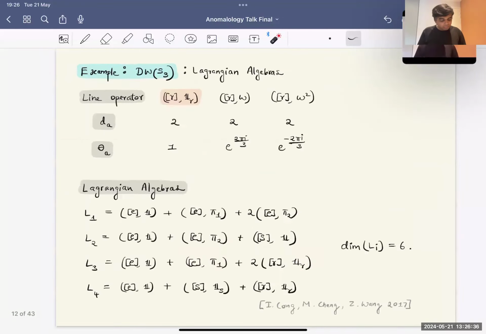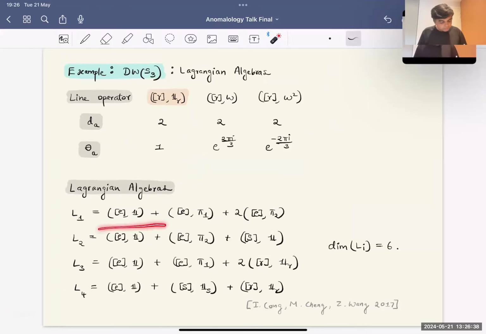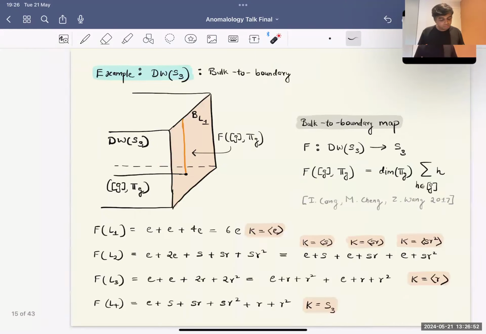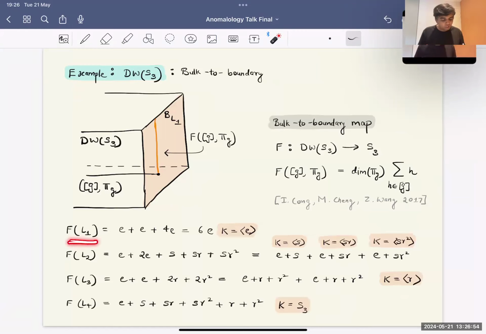So let us apply this F map to the 4 Lagrangian algebras that we had before. So remember that we had these 4 Lagrangian algebras here. We apply F to these Lagrangian algebras. So this should be thought about as ending the Lagrangian algebra object on the canonical gap boundary. So what happens if you end L1 on the canonical gap boundary? Every line can end on the L1 gap boundary because you are ending L1 on L1. So every time you end, you just get a copy of the trivial line in S3.